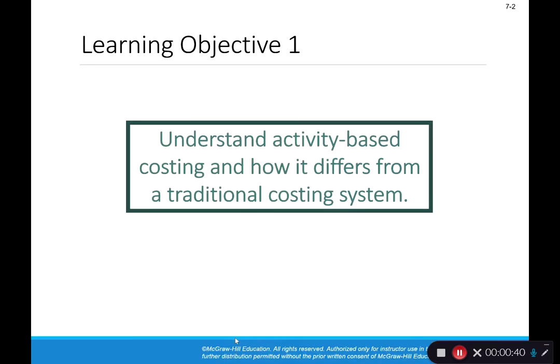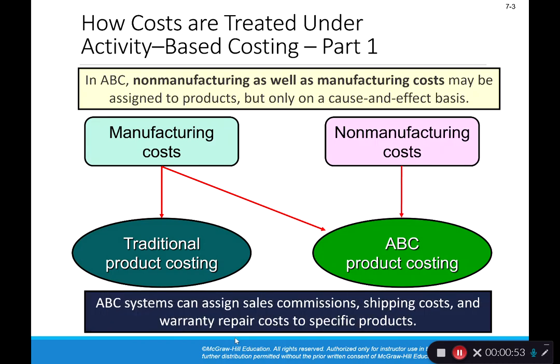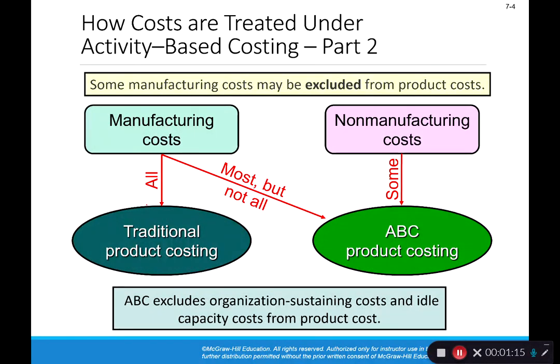So the first thing we're going to talk about is how is ABC costing different than traditional costing? Again, traditional costing is what we learned in chapters 2 and 3. So in ABC costing, non-manufacturing costs as well as manufacturing costs can be assigned to products. In traditional costing, only our manufacturing costs are assigned to products, which is DM, DL, and manufacturing overhead. That's direct materials, direct labor, and manufacturing overhead. All of those costs are assigned to the product under traditional costing. Most, but not all of them, are assigned to products under ABC costing.